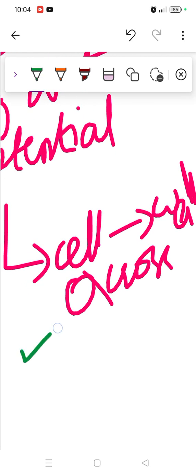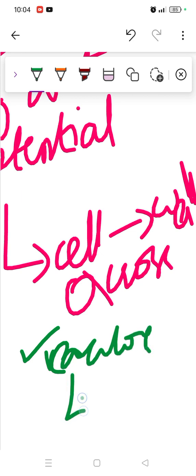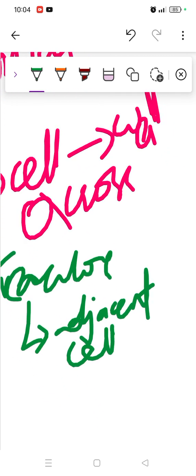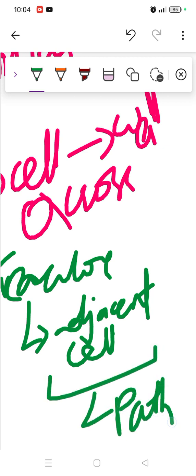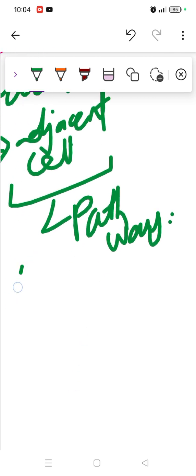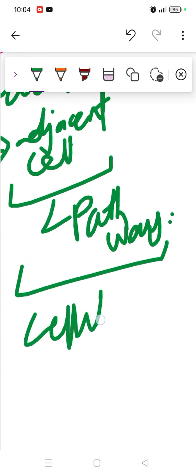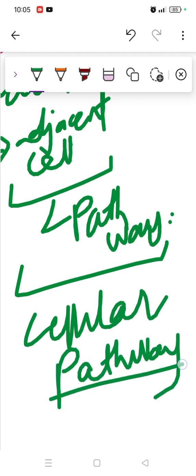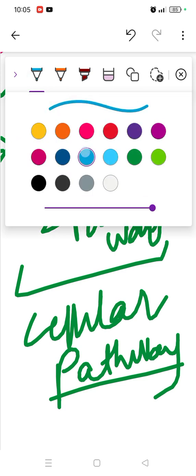But here you'll also see, after the vacuole, like here is the vacuole, it enters adjacent cells, and then it will go to the next pathway. So when it goes to the next pathway, this entire complete process is called the cellular pathway. So I'm sure it's clear to you.